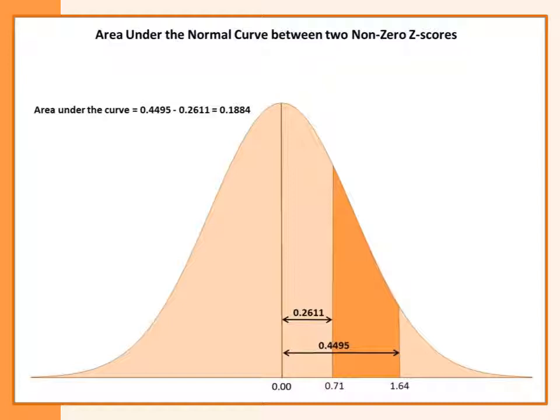Now in this case, what's different from what we've done before is that both z-score values fall to the same side, that is to the right of the curve. They both are positive values, so both are above the mean. We're trying to find the area that falls between the z-scores. So what we need to do in this case is take the larger area of 0.4495, subtract from that the smaller area of 0.2611, and we see what is left of 0.1884 is the area that falls between these two positive z-score values. So about 18.8% of the curve falls between a positive 0.71 z-score and a positive 1.64 z-score.